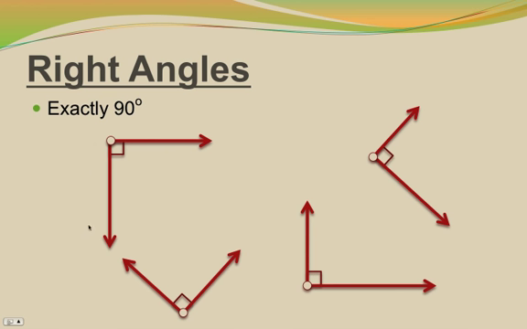A key factor in determining whether or not an angle is a right angle, you'll see this right angle box here. It's very important to look for that. That box tells you that you have a 90-degree angle. So therefore, because it's 90 degrees, it's a right angle.